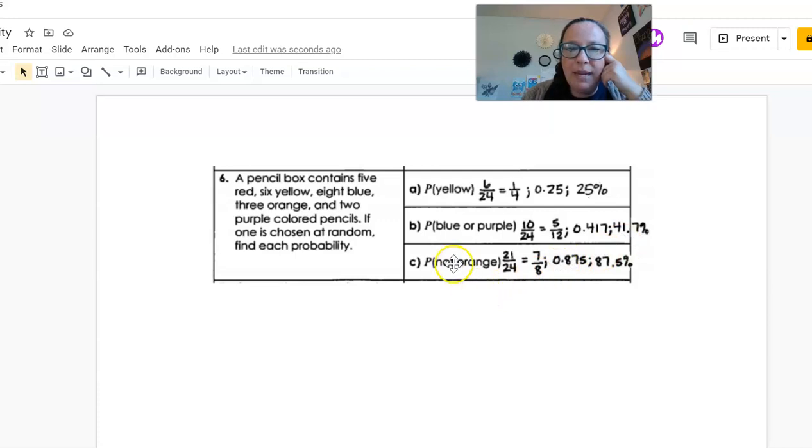And then what about it not being orange? So there are 3 oranges. So if I do 24 minus 3, there's 21 colors that aren't orange. So that'd be a 21 out of 24 chance, which reduces to 7/8, which is an 87.5% chance.